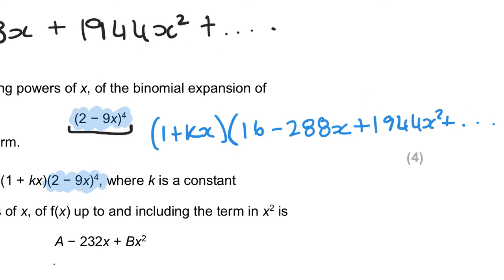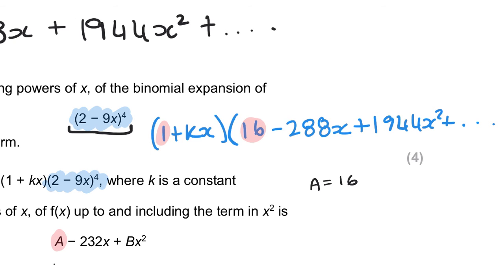So we know we need all of the terms up to x squared. So first of all, I'm going to do this. A, the only way to make A is to do 1 times 16. There is no other way. Because if you think about it, I do 1 times 16, 1 times minus 288, 1 times this value. Okay, and then I do kx times 16. This is the only way to get A. Okay, where there is no x, absolutely. So we know that A is 1 times 16, which is just 16.